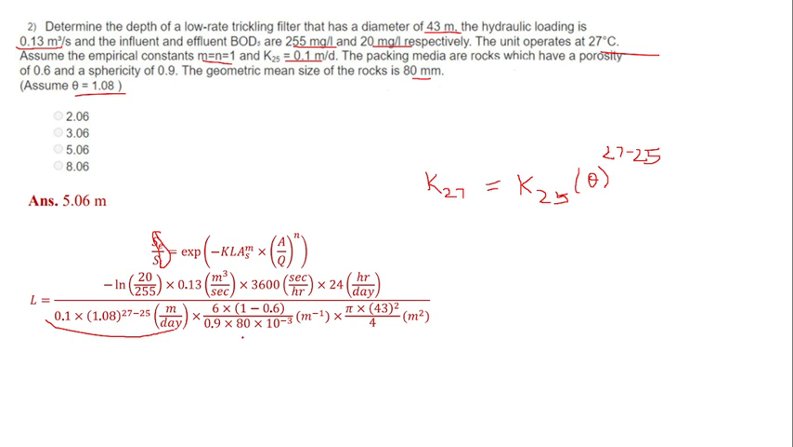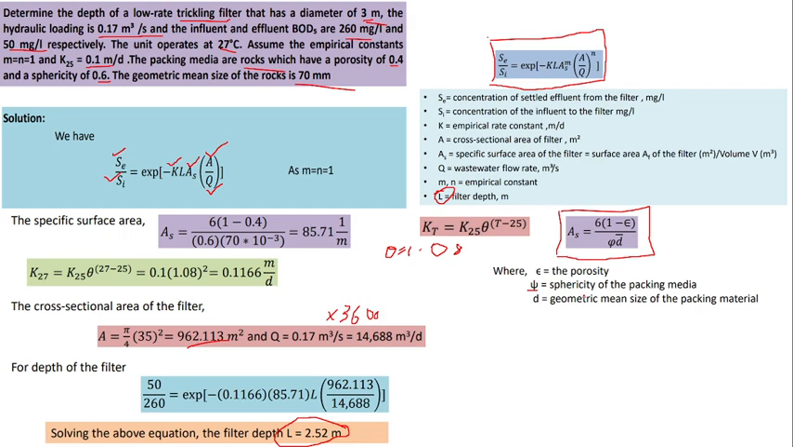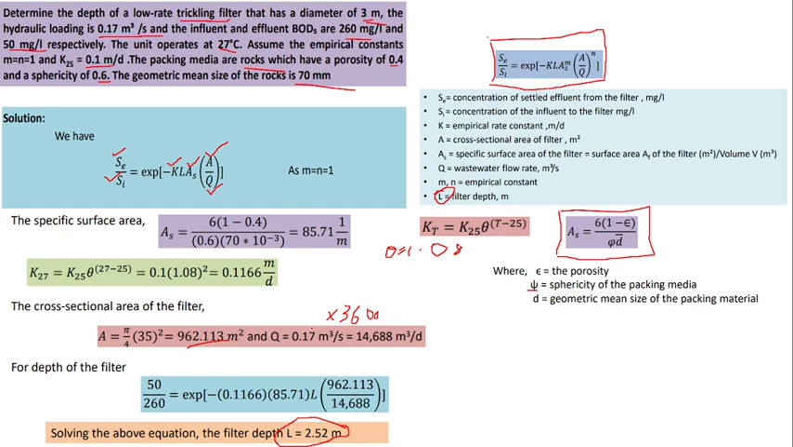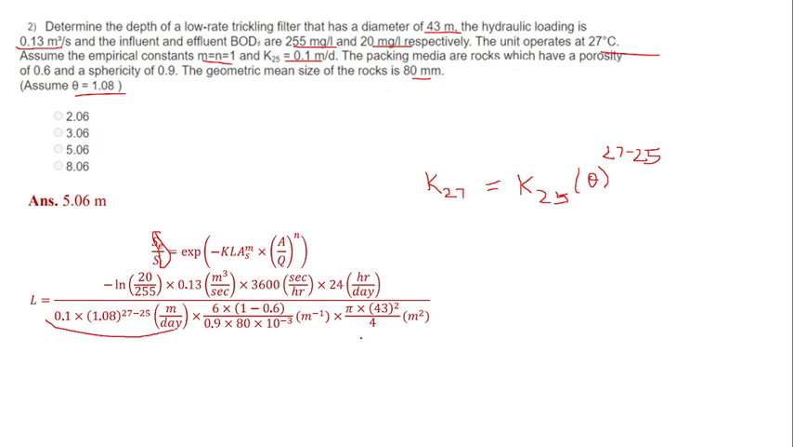And here you are deriving the AS. 6 into, which is nothing but we are using this equation, 6 into 1 minus 0.6, which is the porosity, divided by 0.9, which is the sphericity, into geometric mean, which is 80 into 10 power minus 3. Okay, and now we are deriving the cross-sectional area. So the cross-sectional area is pi into 43 square divided by 4. So if you solve this one, you will obtain the L as 5.06 meter.